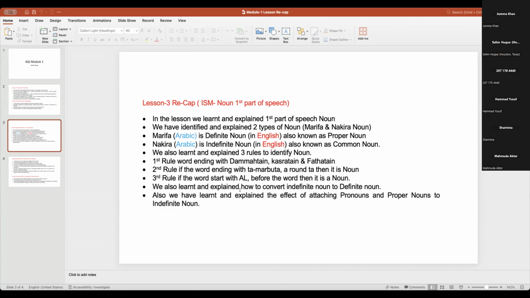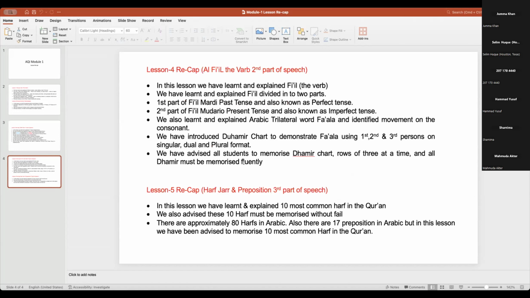We also learned and explained how to convert an indefinite noun to a definite noun. We have also learned and explained the effect of attaching pronouns and proper nouns to an indefinite noun. So this was your recap for lesson 3. And now lesson 4 recap, fi'l, the verb, the second part of speech, which again was explained to all of you on Saturday.